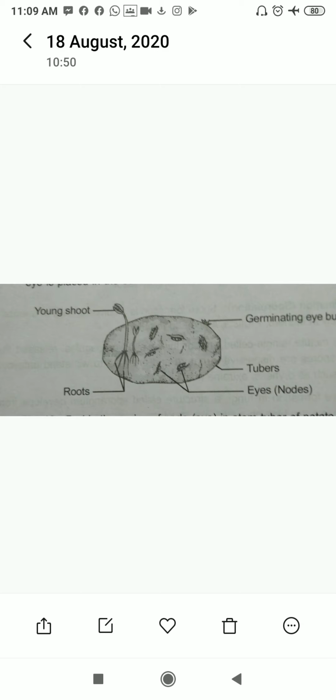And these eyes start germinating and grow buds which are called eye buds, and from here adventitious buds arise. Okay, and they hold the soil, and this is how a tuber grows. A young shoot from it grows and it develops into a new potato plant. Then next is by leaves.